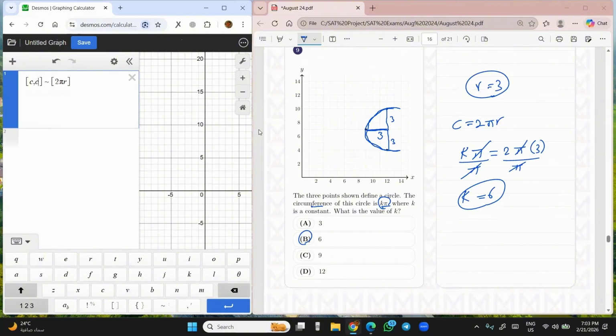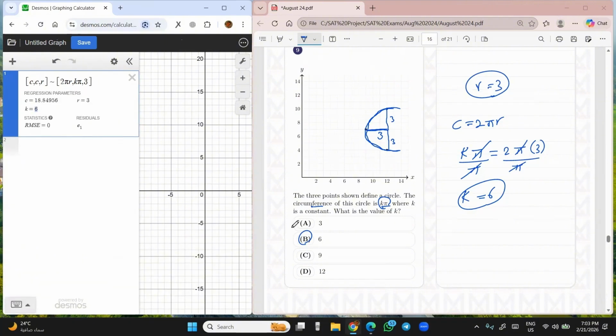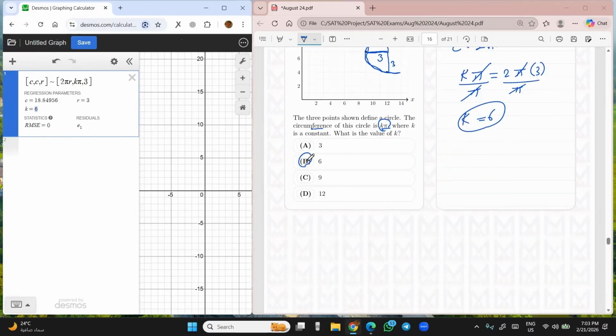And then we have the c also, given in the question, k pi. Just write k pi. And after that, we have to mention that r is equal to 3. R, which is the radius, is according to the diagram equal to 3. And then k is here, gives us the value of k, which is equal to 6.